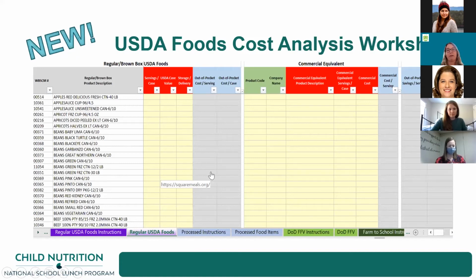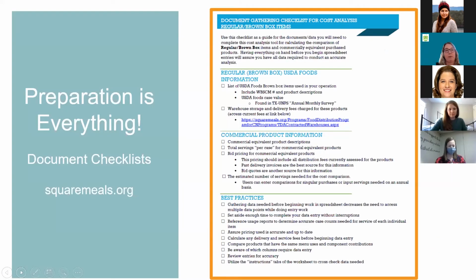We're really getting ready for our surveys and planning out what's going to happen. So now's the time to sit down and really take a look at what makes sense financially. We're going to navigate to Square Meals where this spreadsheet lives. But first, I did want to show you these data checklists, document checklists.